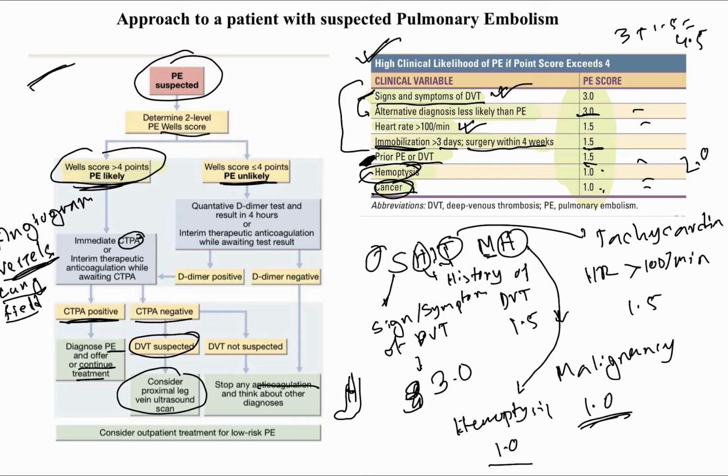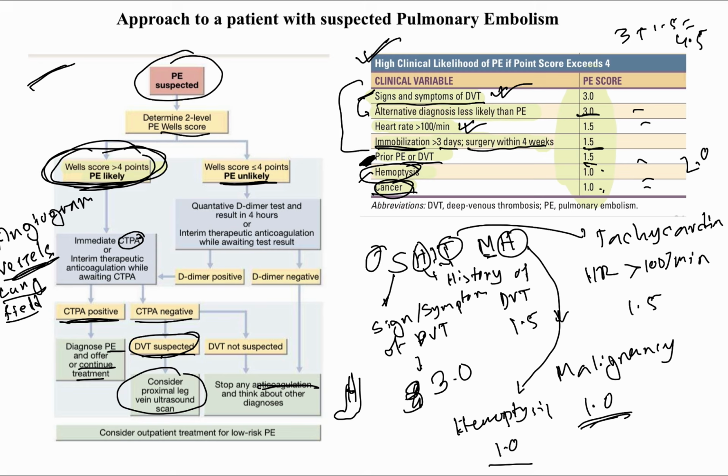We do not have to give anticoagulant, and if anticoagulant was started, we can stop that and we have to think about an alternative diagnosis. But if DVT is suspected, then we have to carry on the anticoagulation therapy in these cases. So all of this is when the Wells score is more than 4 points, which means the pulmonary embolism is likely according to the scoring system.